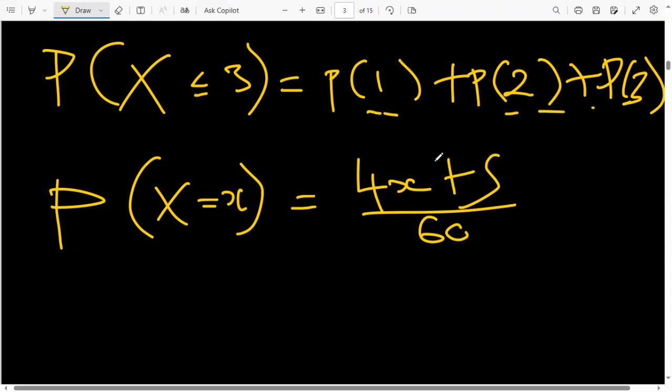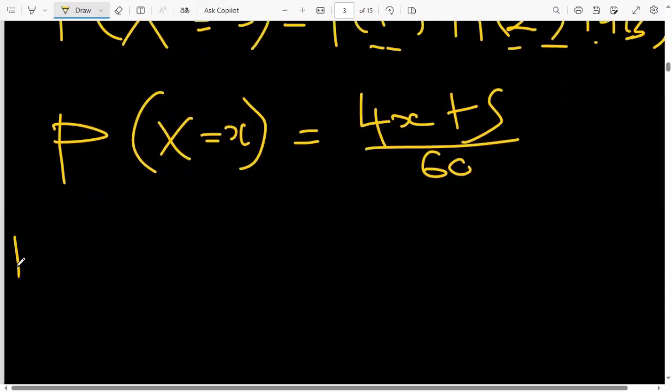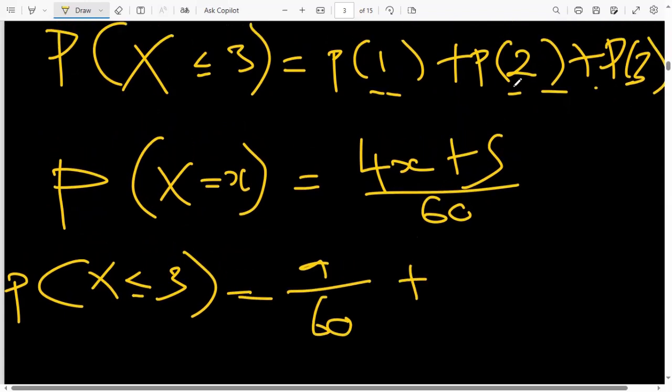So we're going to use this to find all this. We're just going to replace where there's x, we put 1, where there's x, we put 2, where there's x, we put 3, and then we add. So let's do this. The probability of capital X being less than or equal to 3 is just equal to, okay, let's replace 1 here. We are going to have 4 plus 5, so that would be 9 over 60. Plus, if I replace x with 2, I'm going to have 4 multiplied by 2, which is 8. And then 8 plus 5, I'm going to have 13 over 60.